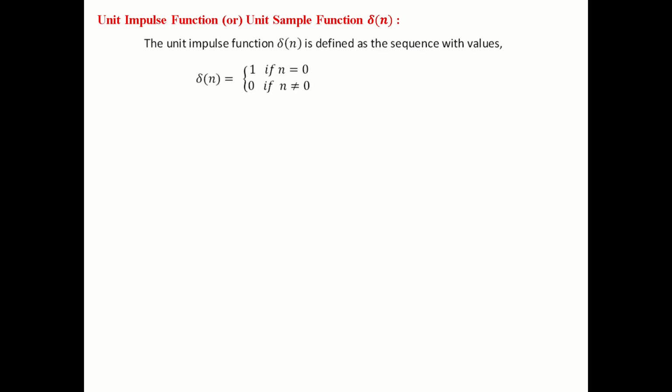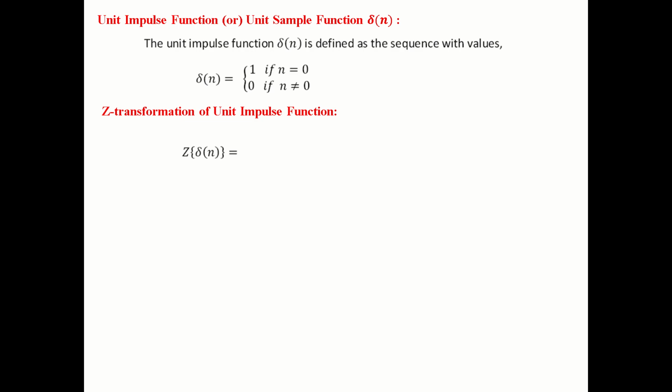Unit impulse function or unit sample function, delta n. The unit impulse function delta n is defined as the sequence with values delta n equal to 1 if n is equal to 0, and 0 if n is not equal to 0. Now we'll see the z transformation of the unit impulse function.